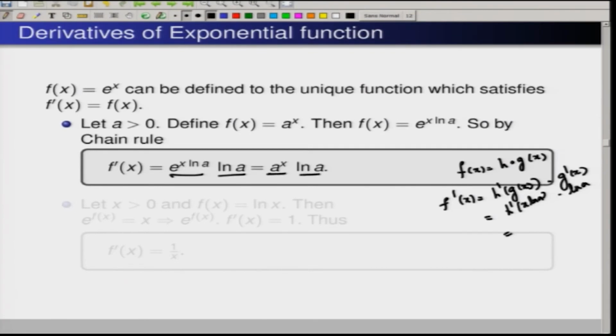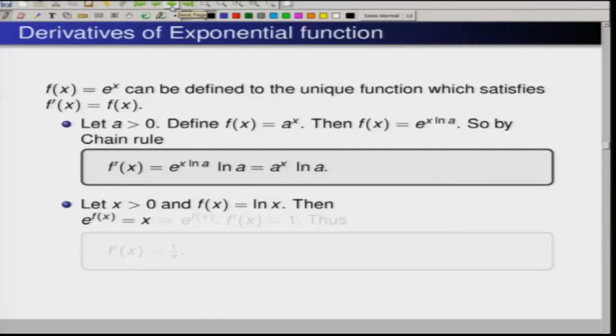So, if you look at the slope at 0 of the exponential function, this is going to be nothing but ln of a. Now, the slope of e to the power x at 0 is going to be 1.